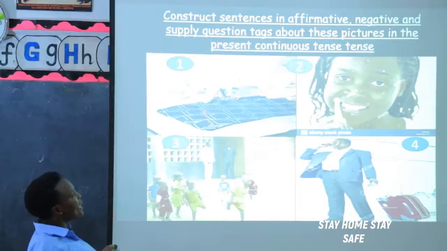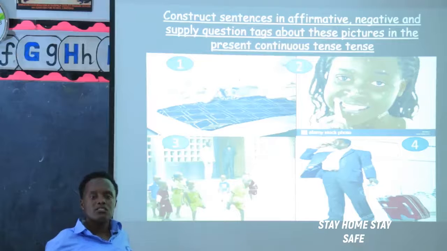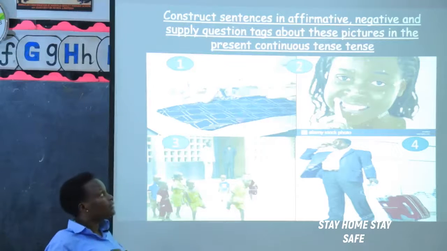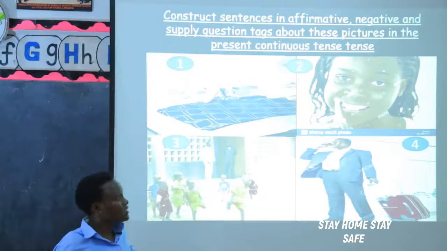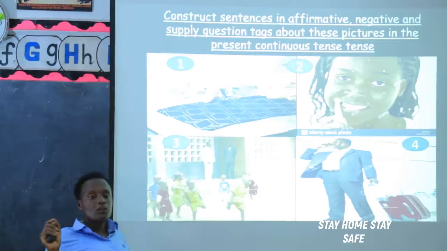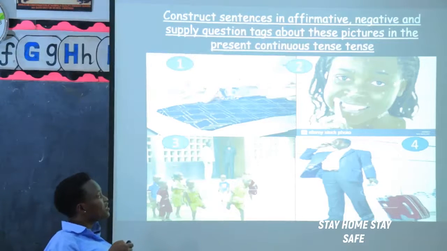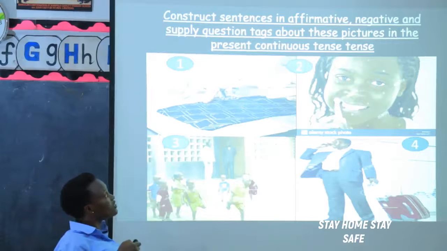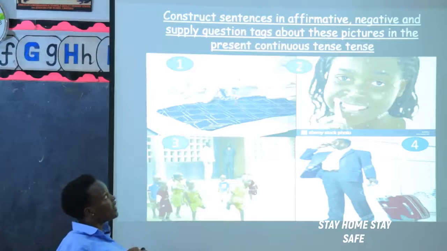She is sewing a dress. So we have a question. Is she sewing a dress? In picture 1. Is she sewing a dress? That is an interrogative statement. Then if you had formed a negative statement, she is not sewing a dress.